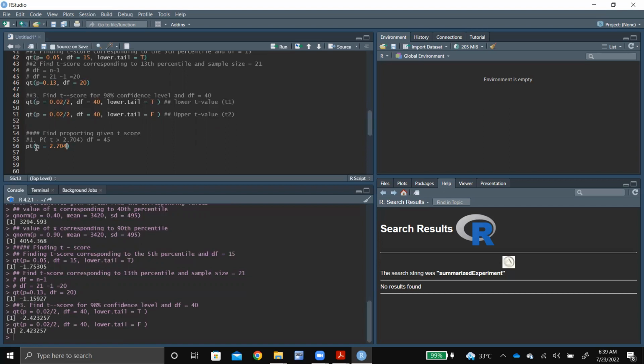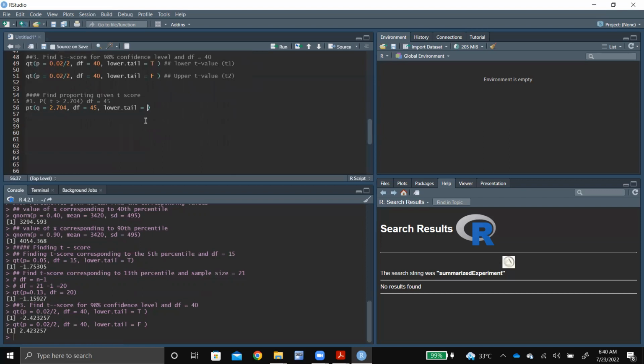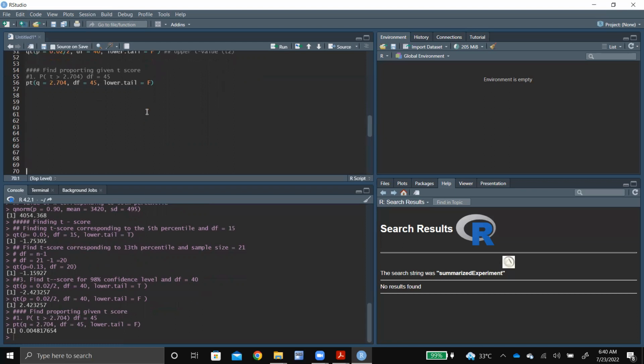And the only thing left to do is finding the degrees of freedom, that is degrees of freedom equal to 45. Now once again, since it's greater than, we will have lower.tail equals to false. Sorry, I pressed Control F by mistake. So this should be lower.tail equals to false. So this gives me the probability that t is greater than 2.704. So in this way, we can find the probability for standard normal, finding the t-score and finding the proportion from a given t-score. Next, we'll discuss a QQ plot.